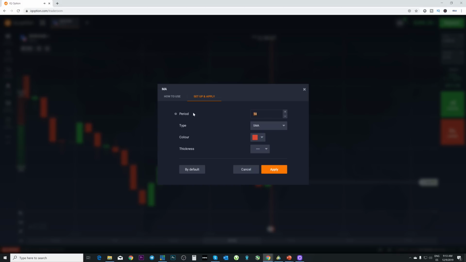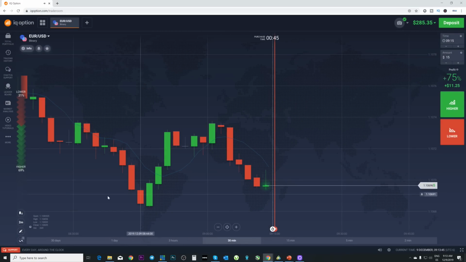You select it, and the first one is going to be for the period of 6, with a blue color. I don't see a blue color, so I'm going to choose that one. And remember, it has to be SMA, not WMA, not exponential. It's simple moving average, this one right here. So period of 6, you say okay.